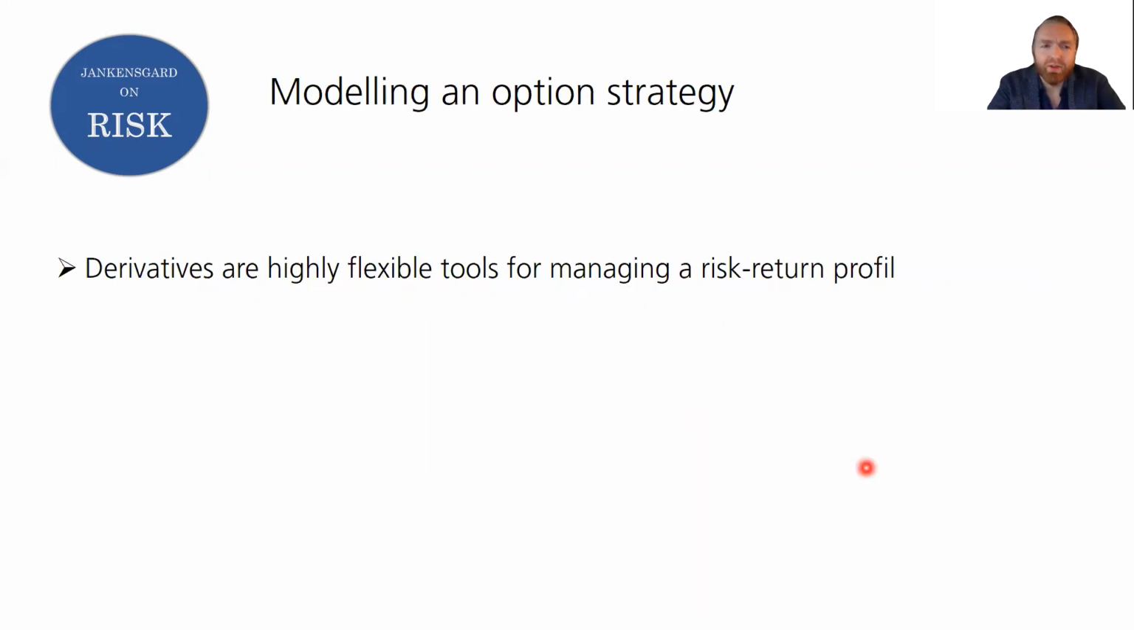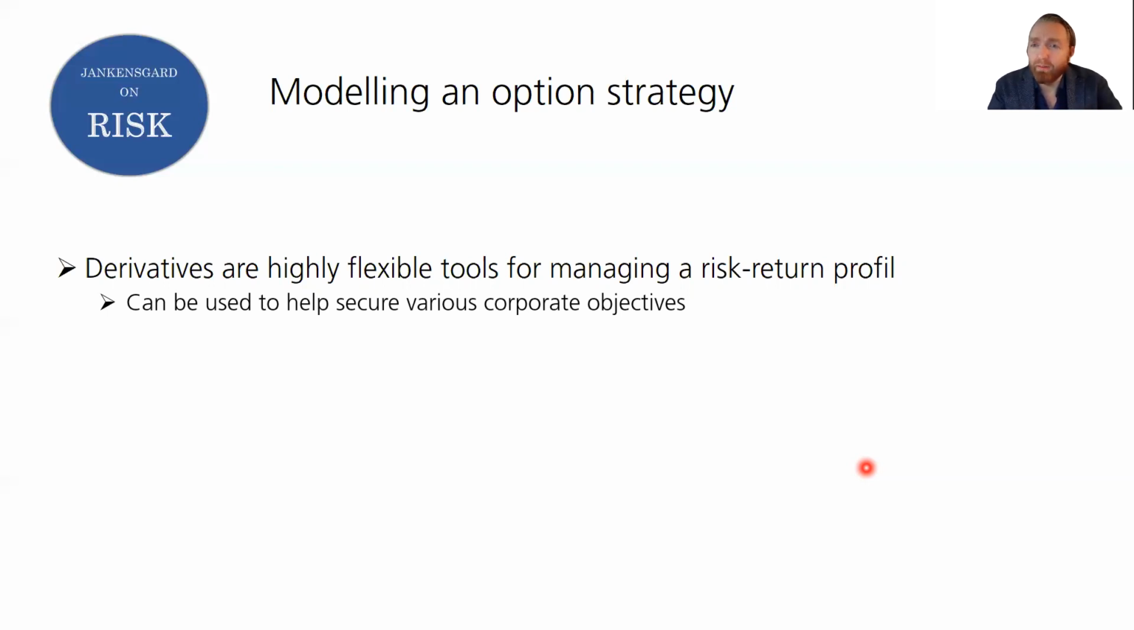All right, so derivatives are highly flexible tools for managing a risk-return profile. You have all these basic building bricks that you can put together in various ways to create the kind of risk-return profile that you find desirable. The message in the academic literature is that you can use these to help secure various objectives, like investing according to plan, meeting your debt liabilities in a timely fashion, and staying out of trouble. That's how you create value using derivatives. And options are a widely used variety of these derivative strategies.